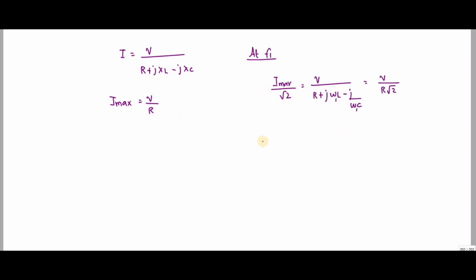So if I equate, I can write R plus J, instead of omega 1 I can write 2 pi F1 L minus J divided by 2 pi F1 C, that is equal to R root 2. Okay.